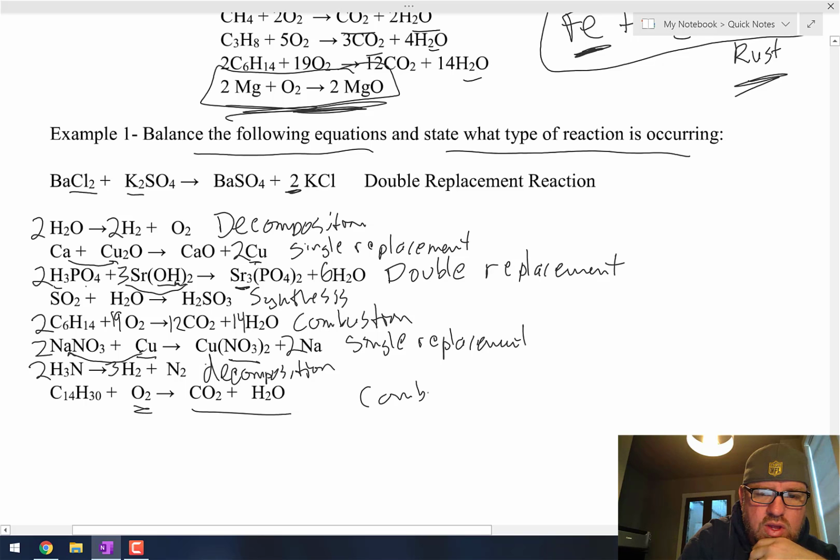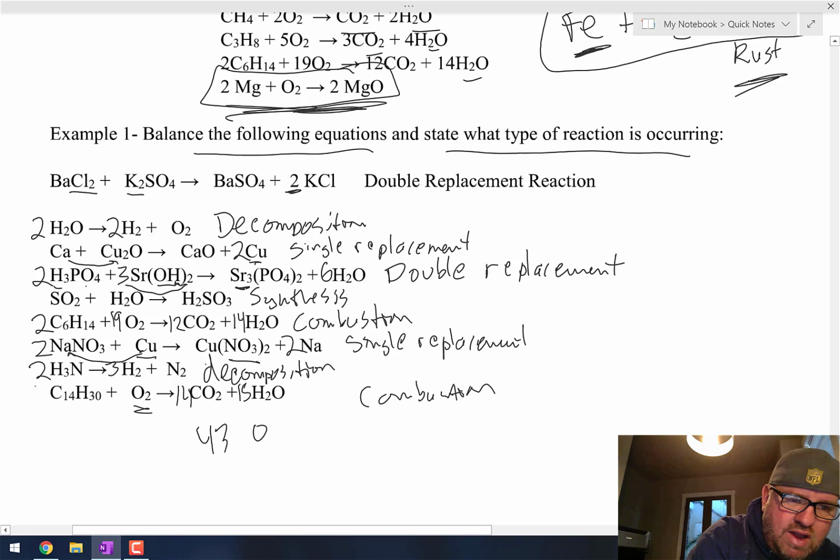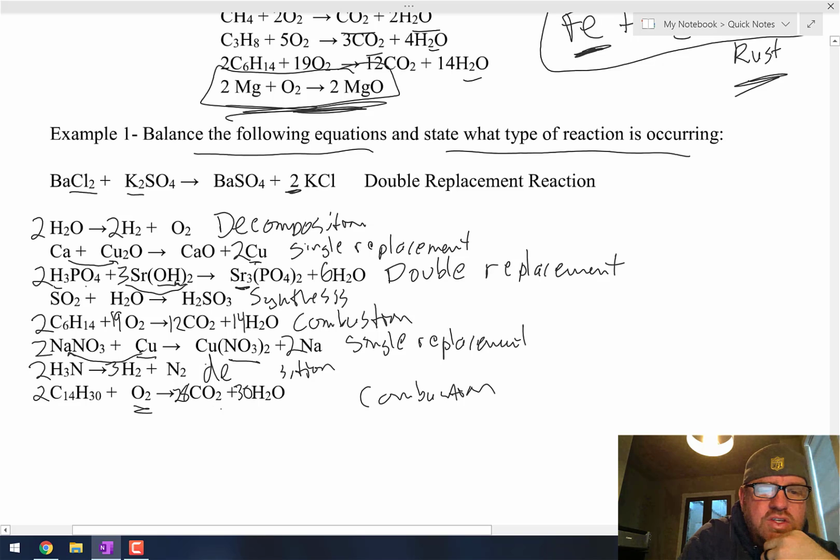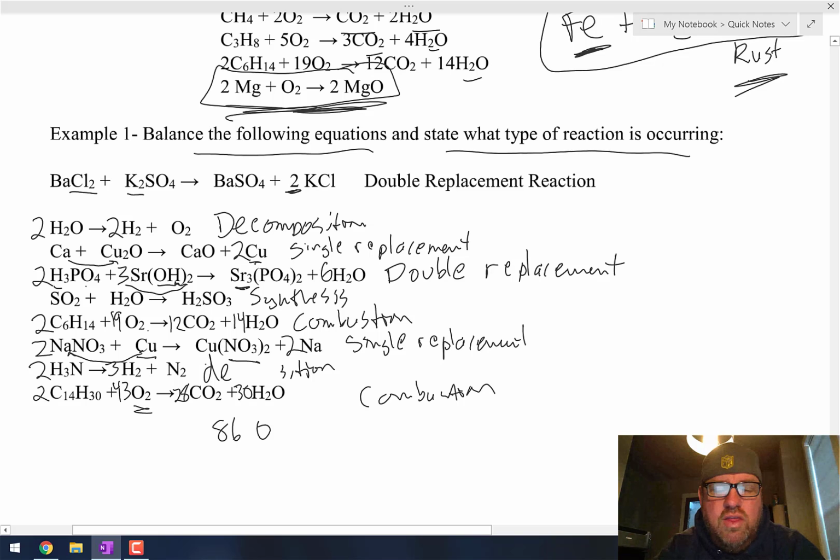And then our last one, again, similar to the C6H14 one, it's reacting with O2 to make CO2 and H2O. So that's going to be combustion. Now, in terms of balancing, we need 14 CO2s. We're going to need 15 waters, but now again, we have an odd number. We have 43 oxygens on this side, so we've got to come back, double everything to get our odd number into an even number. So that's 28 CO2s and 30 waters. So 28 times 2 is 56, plus 30 is 86 oxygens all total. So we need 43 O2s on that side.